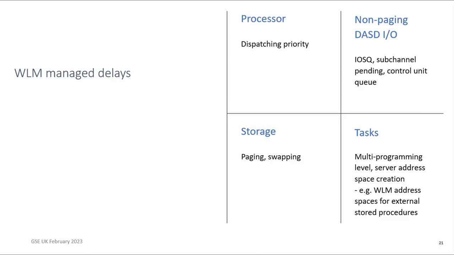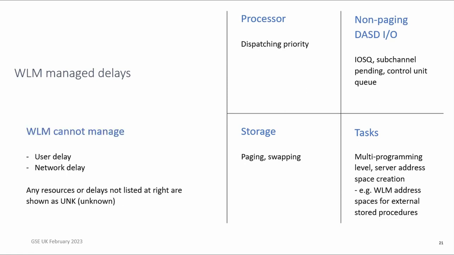Well, then you want to encourage WLM to start another WLM managed stored procedure address space where the other 10 or 20 can run, right? And so that's what this means by managing tasks. You can define your WLM application environments so that WLM will be encouraged or discouraged from adding new tasks to handle more work. WLM cannot manage user delay, right? Like coffee breaks, or network delay. Nothing WLM can do about that. And any resources or delays that aren't in the four over at the right will show up on WLM type reports as UNK for unknown.